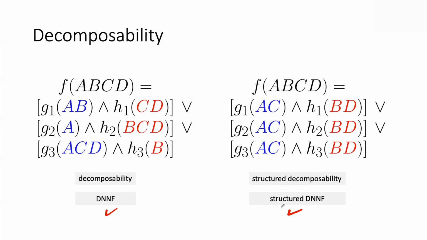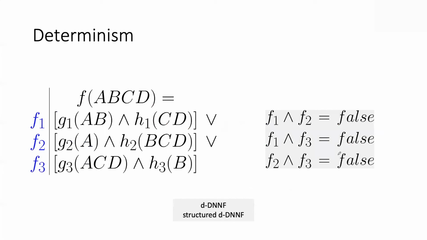It's these formulas, is how can I take a Boolean formula like this and go ahead and decompose it or rewrite it in the following fashion. And as we've seen, if you're able to do this, then you can do SAT in linear time. And let's see now the next property we talked about, which is determinism.